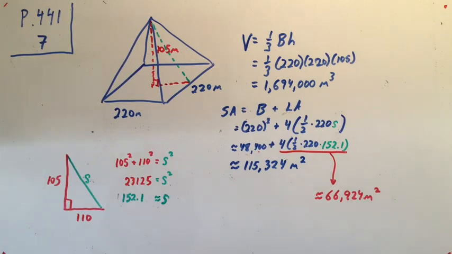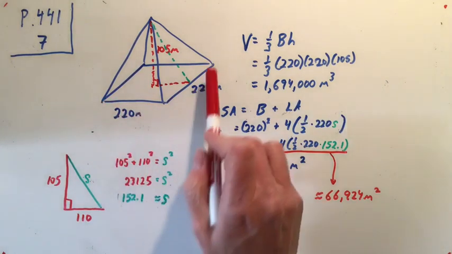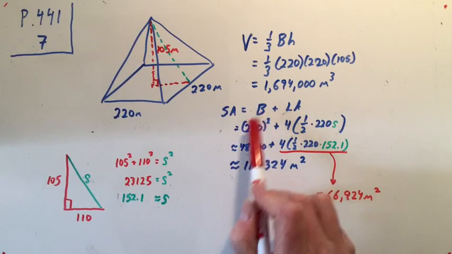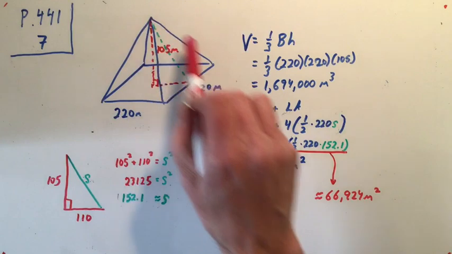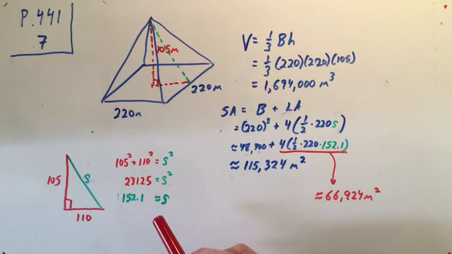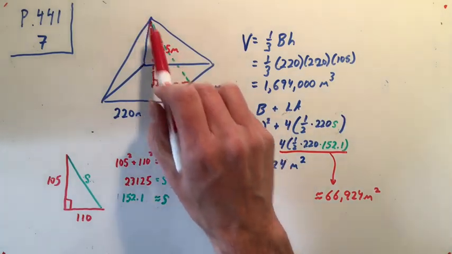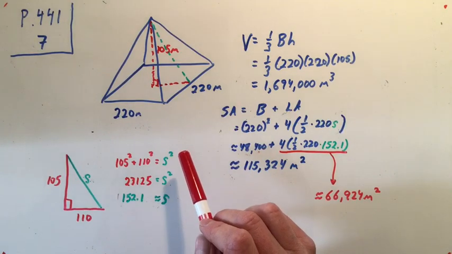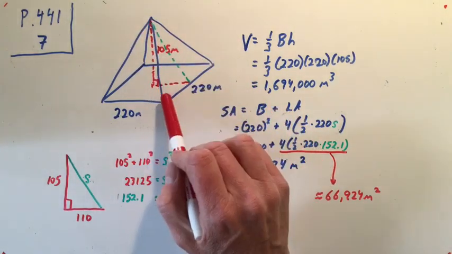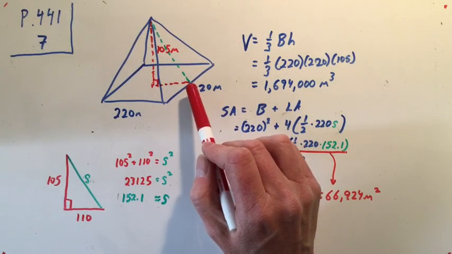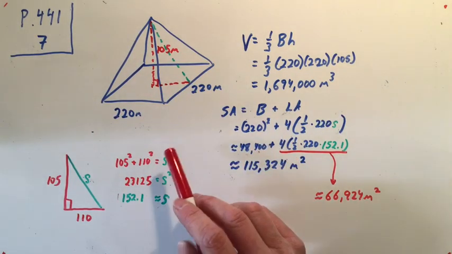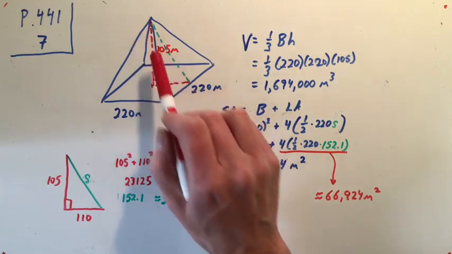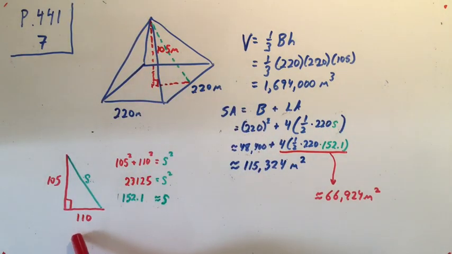Okay, now surface area is a little more complicated. We have this square at the bottom, which is going to be our base area, 220 squared. The lateral area is going to be made up of these triangles. The problem with these triangles, we don't know the height of any of these triangles. And the height of the triangle itself is the same as the slant height drawn here in green of the pyramid. So in order to find that, we're going to need to draw this little right triangle to figure it out. So I've drawn that down here.